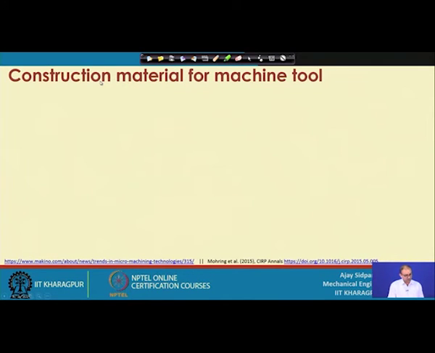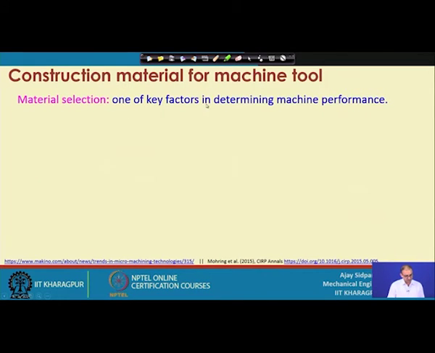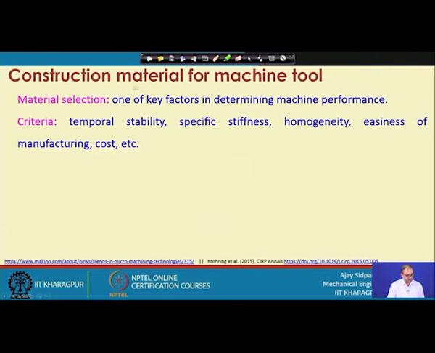Now, we have seen what type of configuration is required, different box types, and we found that the milling type of C construction machine was giving more stiffness and more load bearing capacity. Now, coming to which material we have to use for making this type of machine tool construction. So, material selection is one of the key factors in determining the machine performance, because if you are using a soft material and you look more at cost, then at the end you actually get some error or permanent deformation in the machine tool.